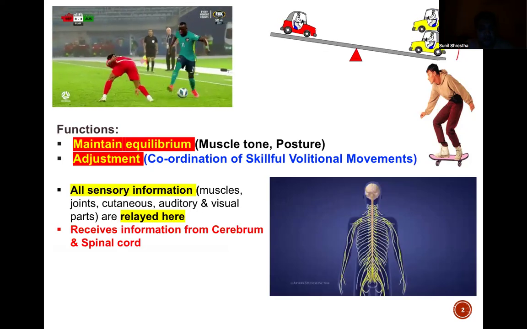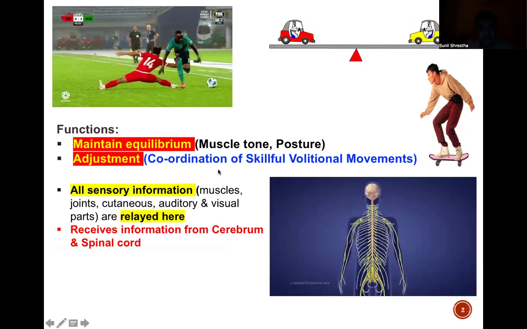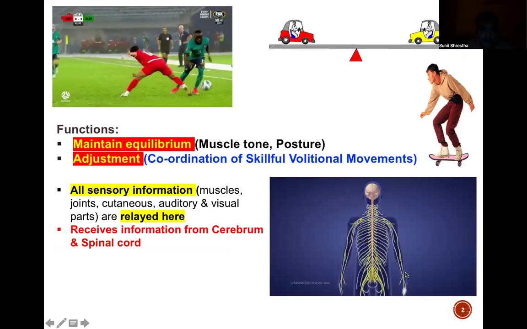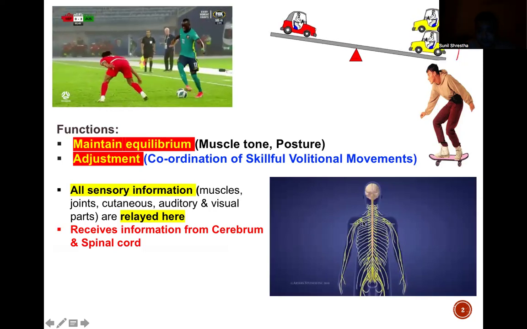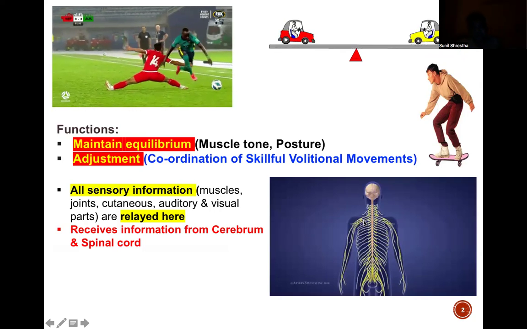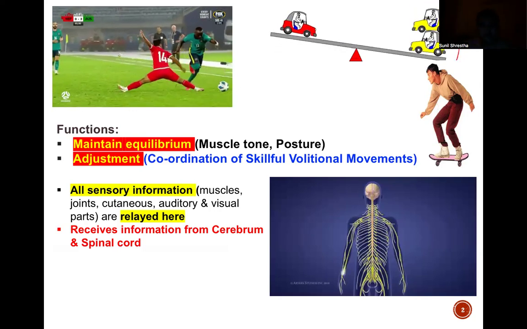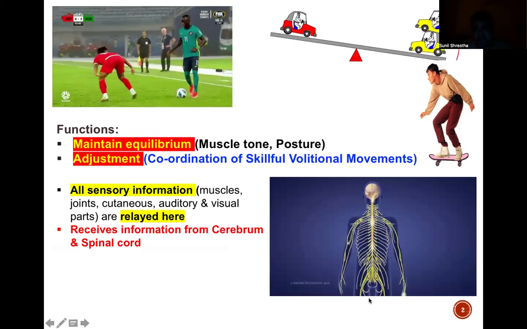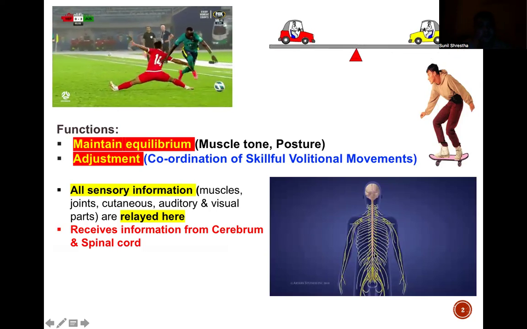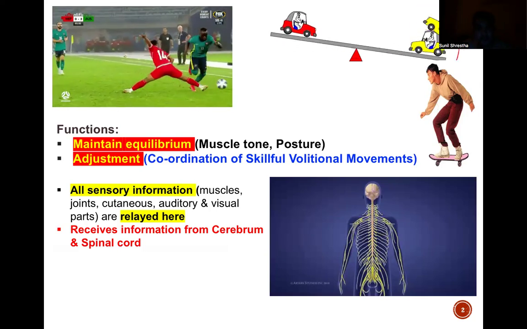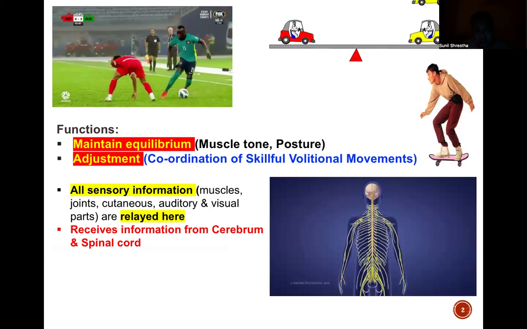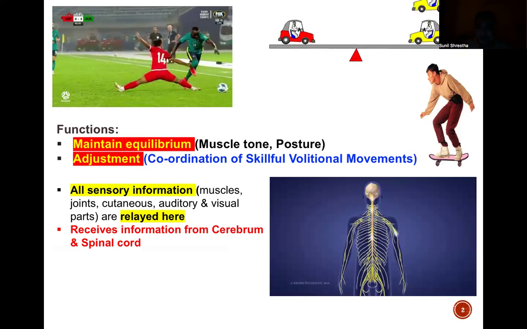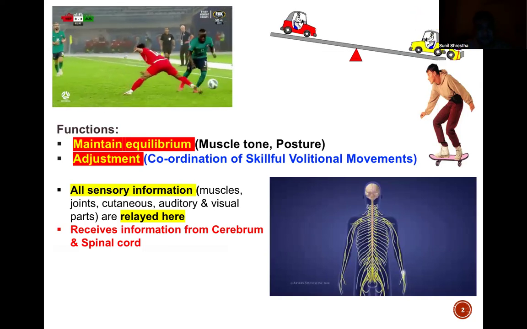Besides that, the cerebellum also receives all the sensory information coming from the different parts of the body. It also receives the information coming from the higher centers as well as from the spinal cord. So maintaining equilibrium, adjustment, the sensory information relayed here, and the information coming from the higher centers are the main functions of the cerebellum.